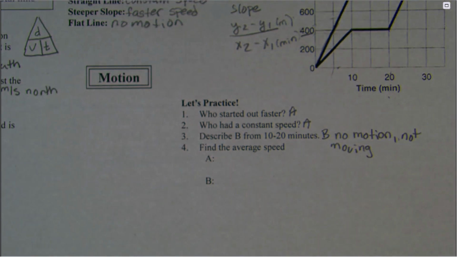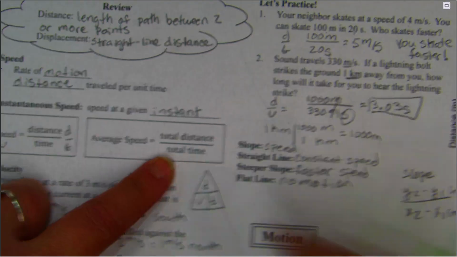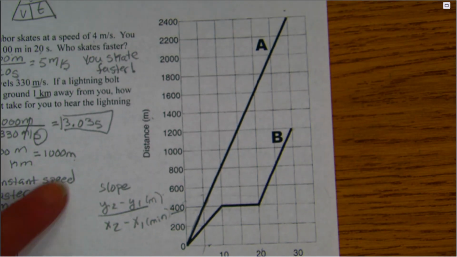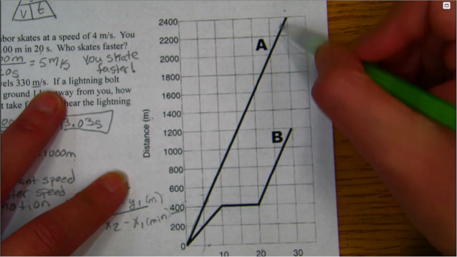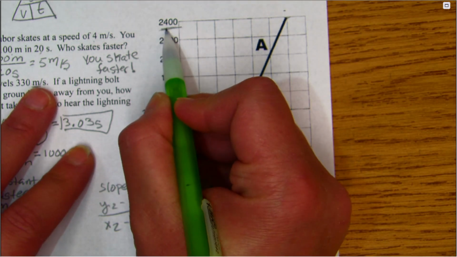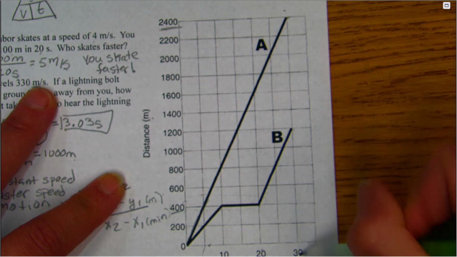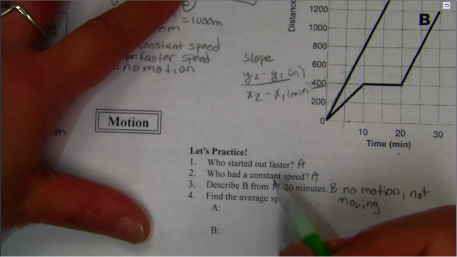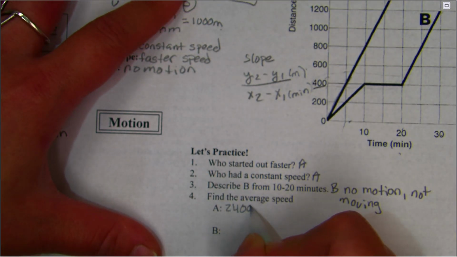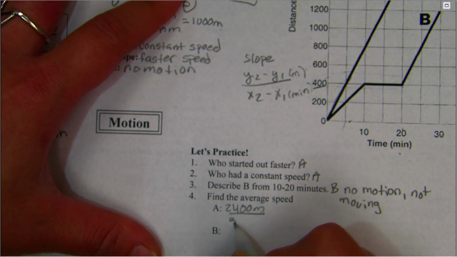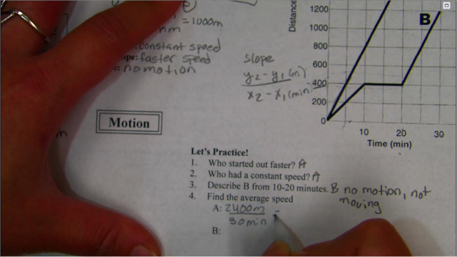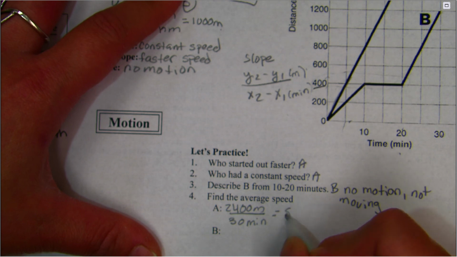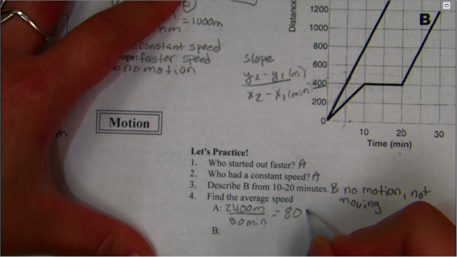All right, now it asks us to find the average speed. We're going to take the total distance divided by the total time. So let's look at A. A's total distance was 2,400 meters, and their time was 30 minutes. So when we plug this into our calculator, we get 80 meters per minute.